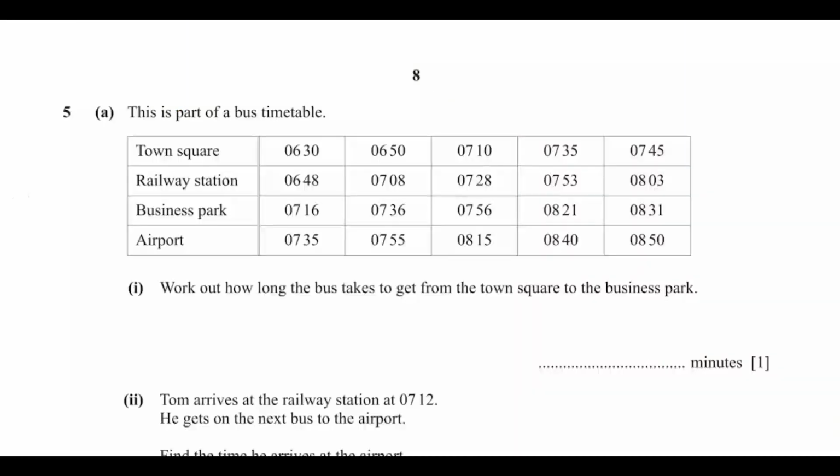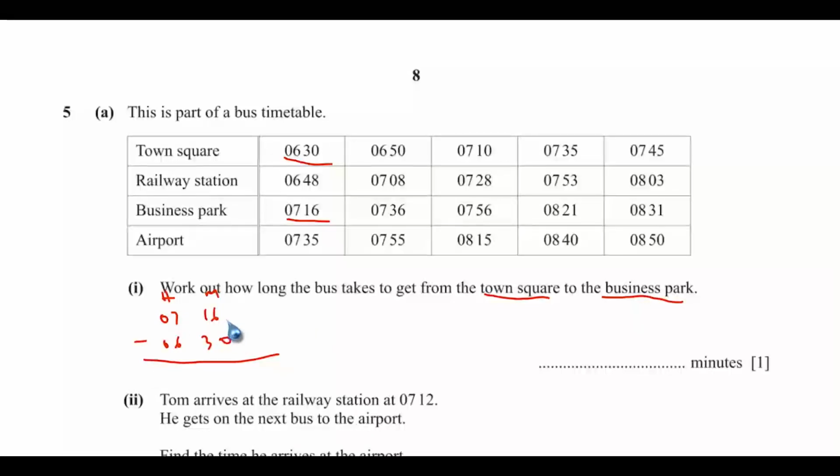That should be question 5. Question 5. This is part of a bus timetable. Work out how long the bus takes to get from the town square to the business park. Okay, so the business park will be here. This is the starting point, and then the town square is this 630. So we just have to say, let's write here, that is 716 minus 630.